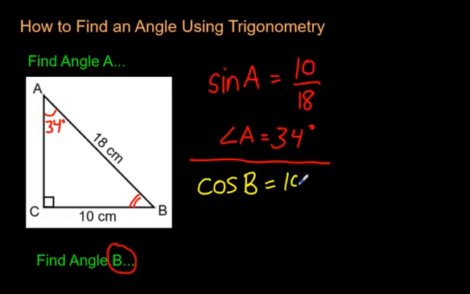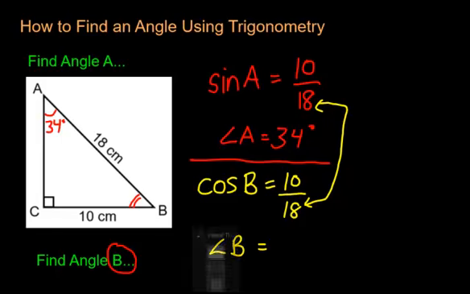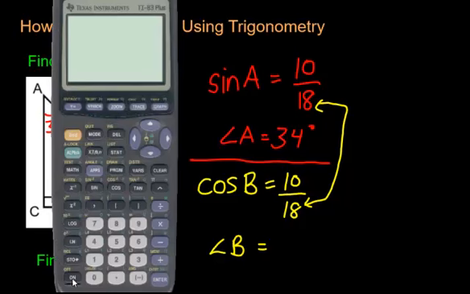is 10. Again, be careful to put the 10 on top and the 18 on the bottom. Hypotenuse always goes on the bottom of sine and cosine. The hypotenuse is always on the bottom. Okay. Angle B is equal to, now I'm going to use the new calculator to find this one because I used the old-fashioned one on the other angle. So let's try the new calculator for this one.